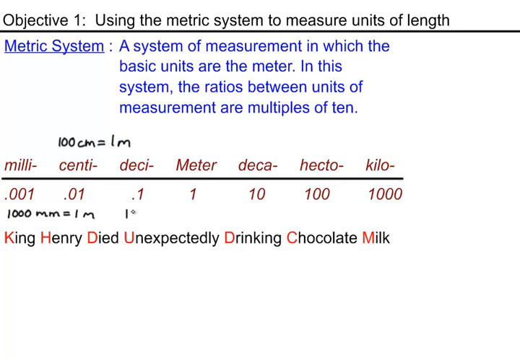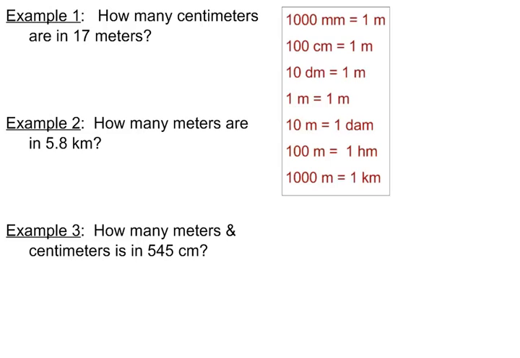Deci, there are 10 decimeters, which equals 1 meter. And then we have 1 meter, and 10 meters equals 1 decameter, and we write it like that. 100 meters equals 1 hectometer, and 1,000 meters equals 1 kilometer. And those are the conversions. So let's do some problems with these. I wrote down the conversions right over here.